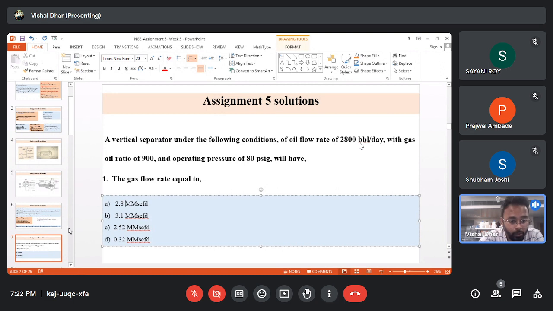Okay, so is there any answer? Anyone who tried to solve it? Shubham, Prajwal. Okay then. I hope you have written down the question, so I'll be solving it.